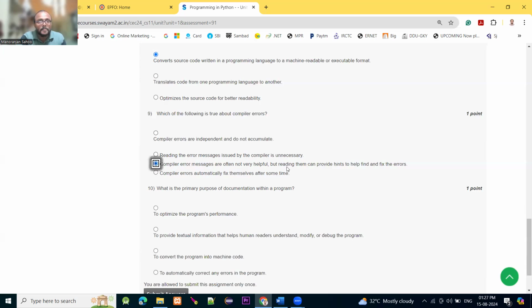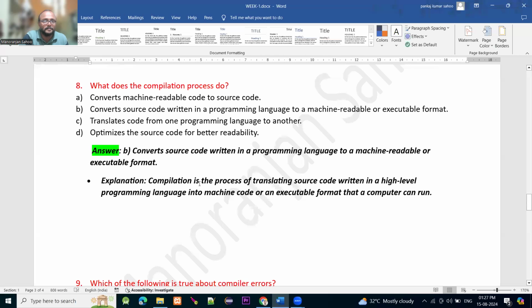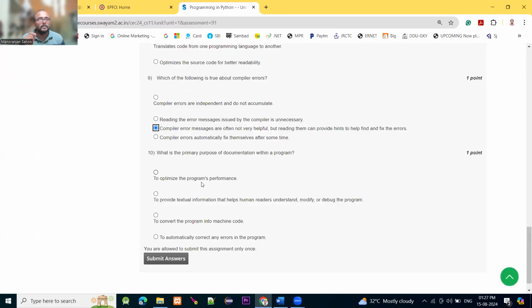Third one is C, compiler error messages are often not very helpful, but reading them can provide hints to help find and fix the errors. Yes, this is the right answer. While compiling error messages may sometimes be cryptic, they often provide crucial information that helps the developer to identify and correct the issue in their code. So here option 9C is the right option.